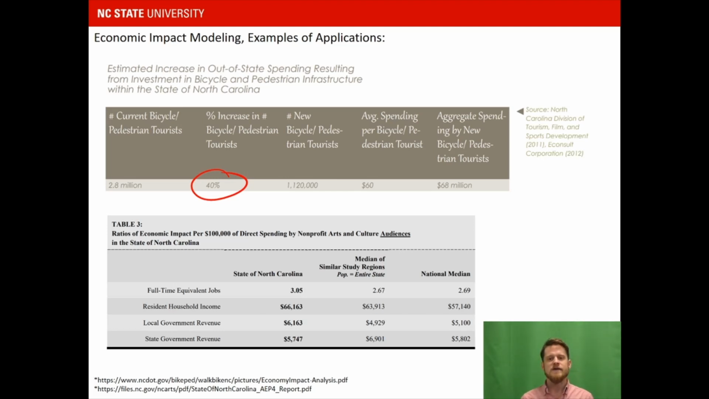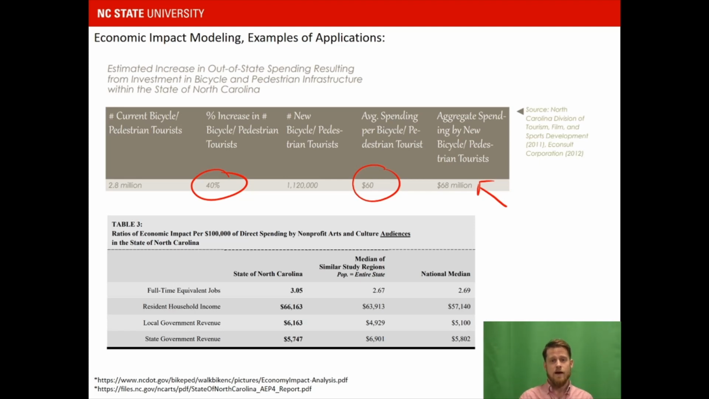And they know, based on the surveys that they've conducted, that on an average trip those tourists are spending somewhere around $60 per trip. So, okay, that's going to generate somewhere around $68 million for the local economy. So that's one way to do these impact assessments.